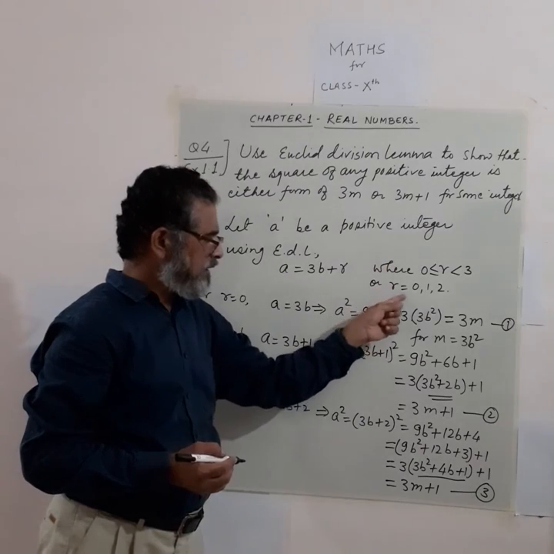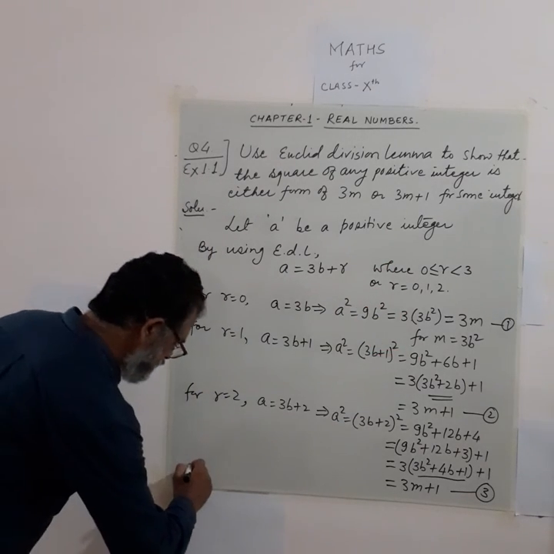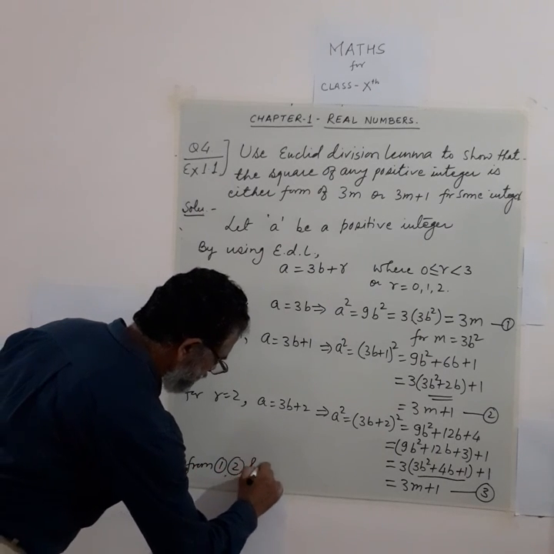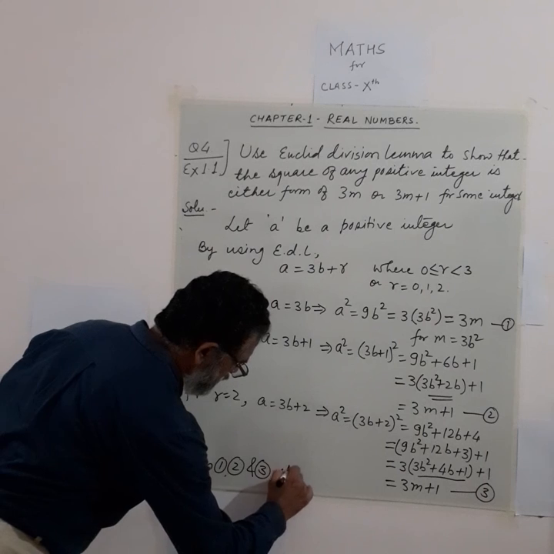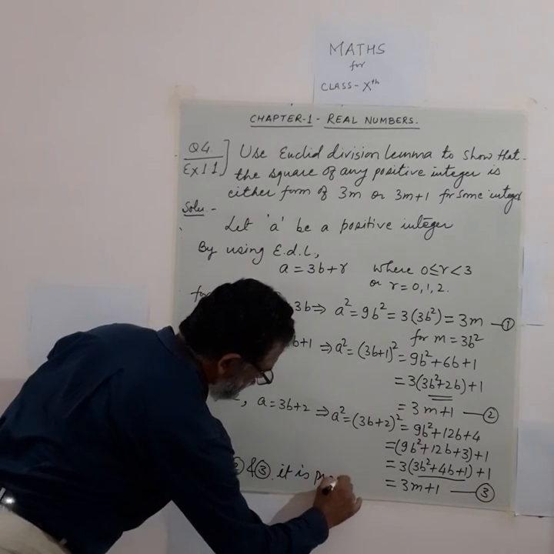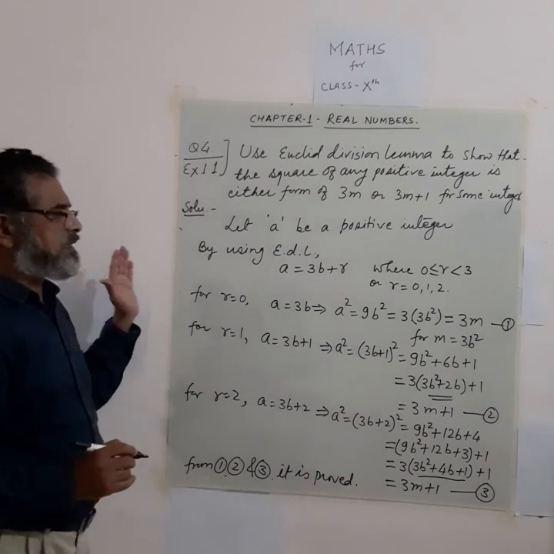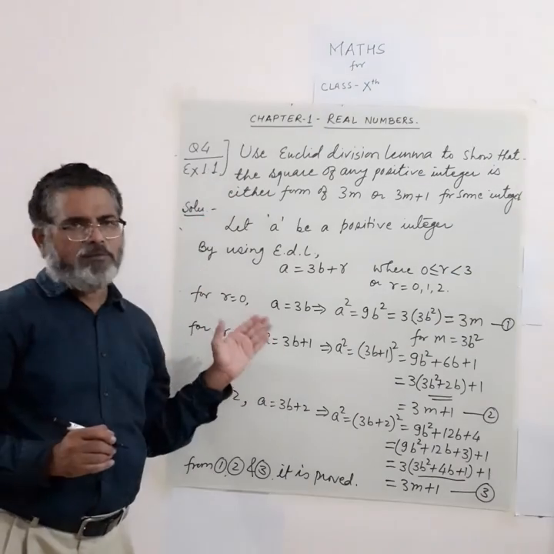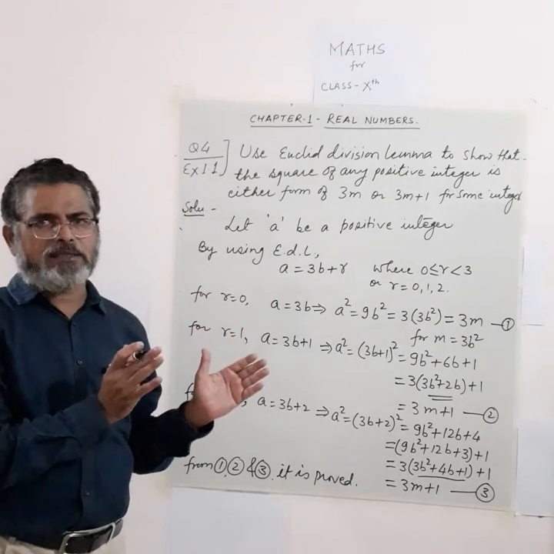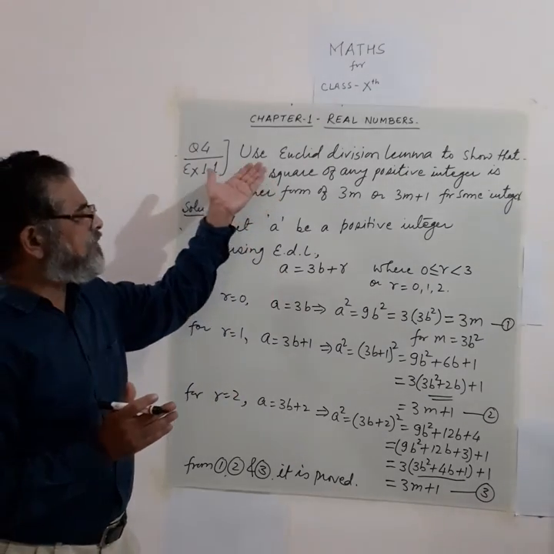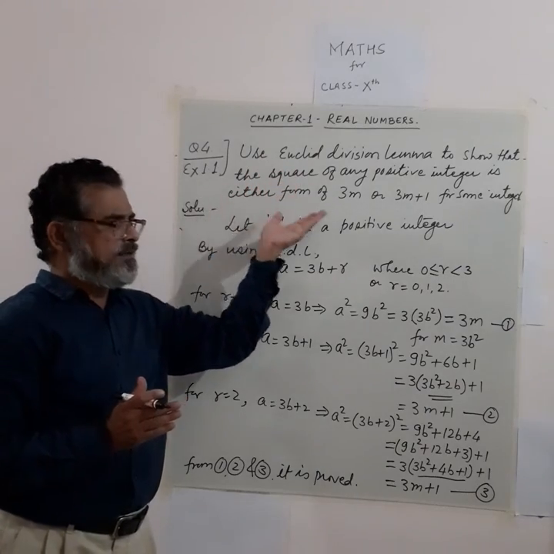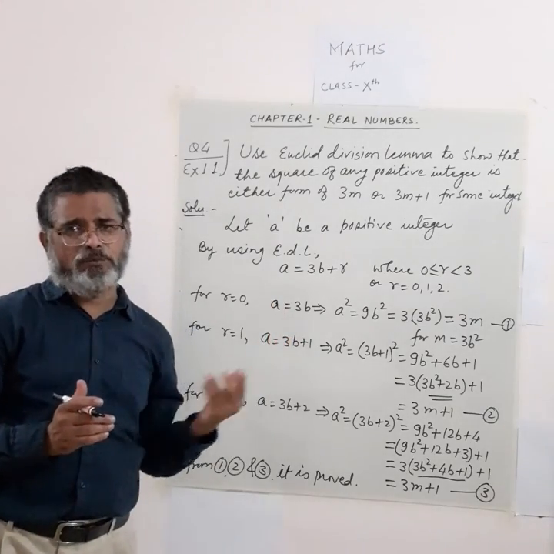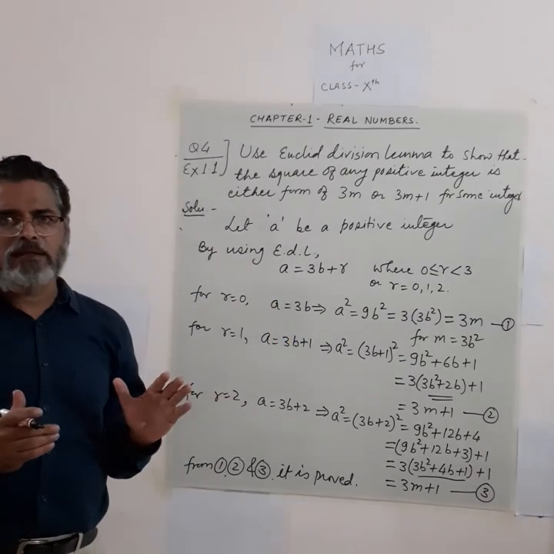So from 1, 2 and 3, it is proved. So this is exercise 1.1. There are different questions in the exercise. Basically there are two types. One is to find the HCF, another is by using Euclid division lemma, we have to write a number or an integer or its square or its cube in such a form. So I think you all understand this.